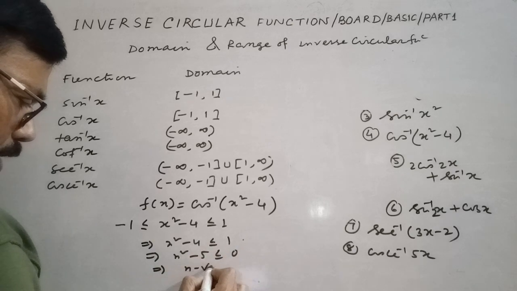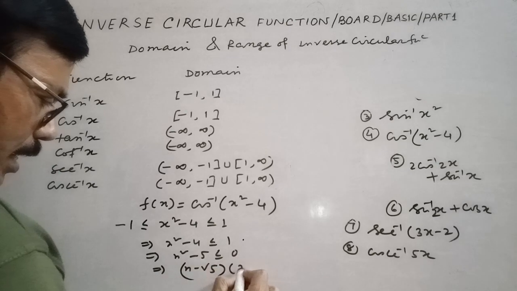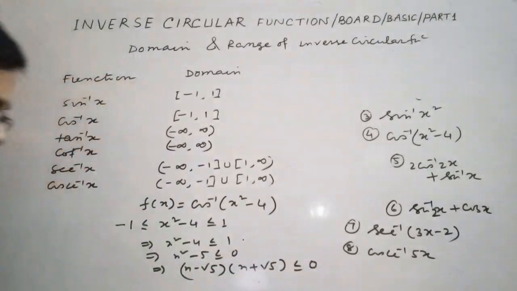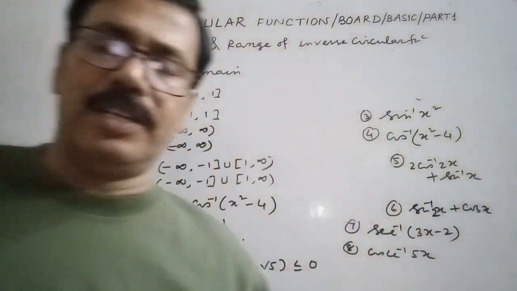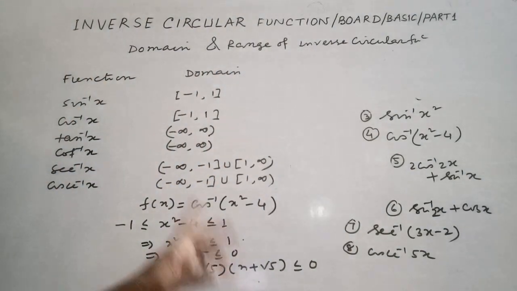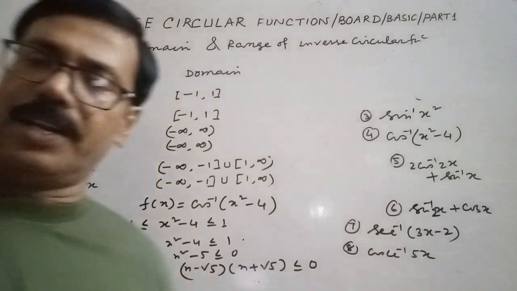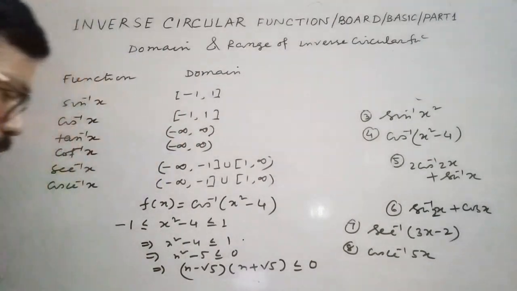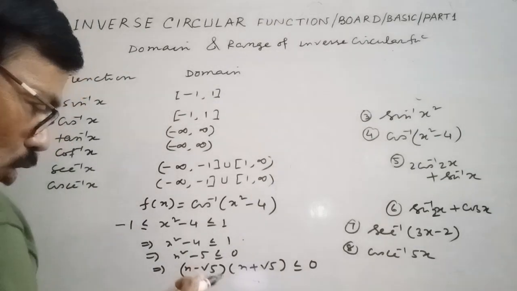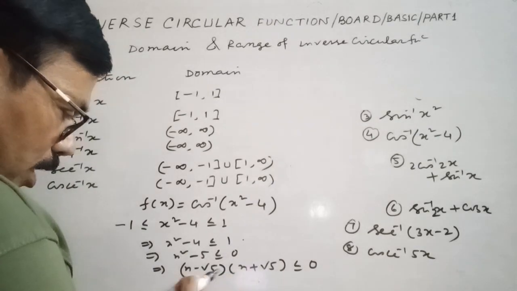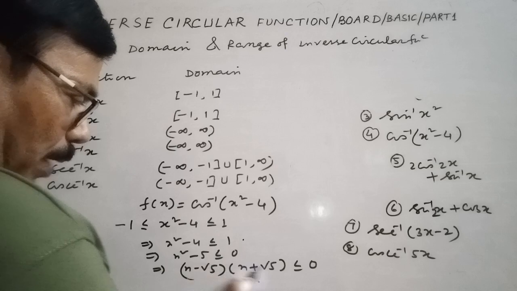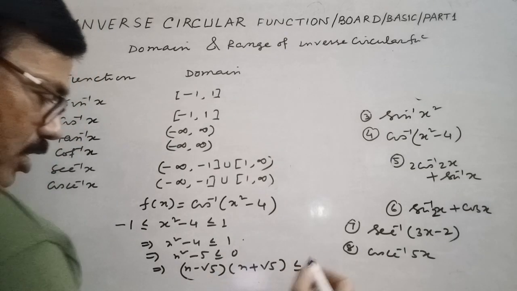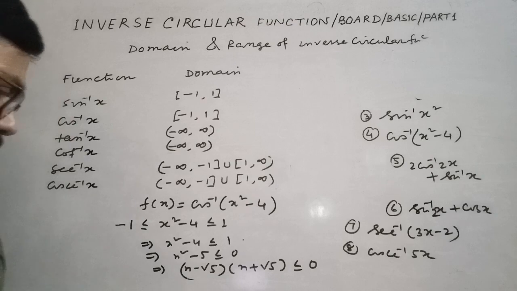So (x minus root 5)(x plus root 5) less than or equal to 0. Do not write x less than or equal to plus minus root 5. It is a quadratic inequation. You know how to find the solution. So factorize this. If the coefficient of x square is positive and it can be factorized, then if it is less than, the value lies inside the interval.